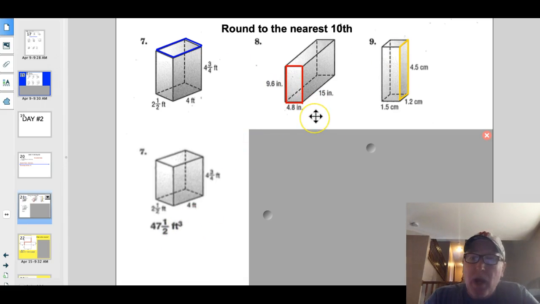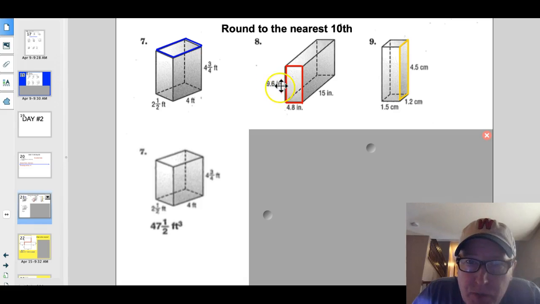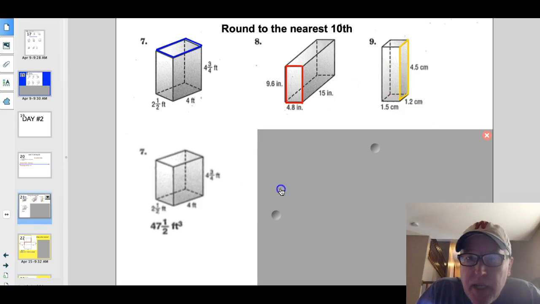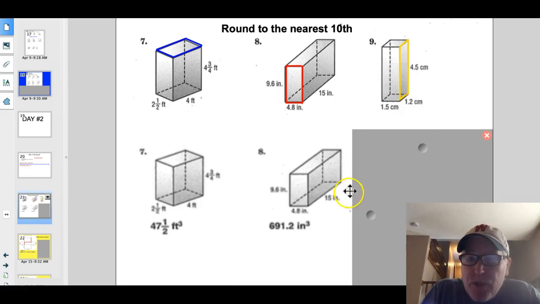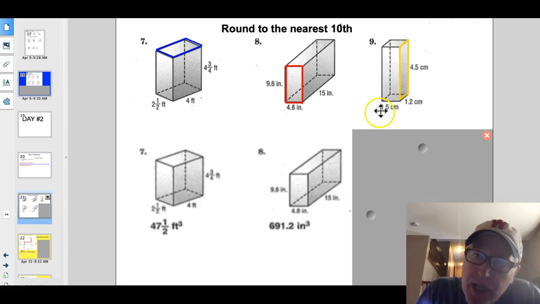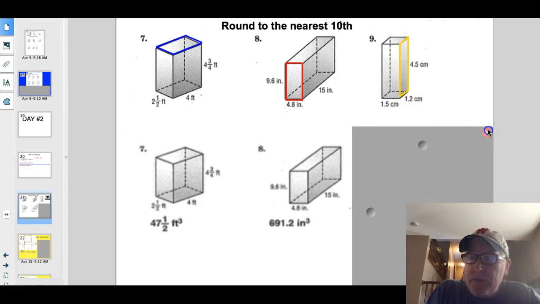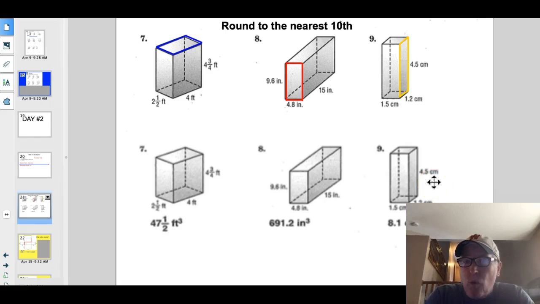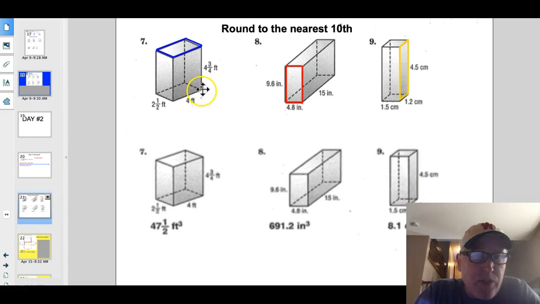Why don't you try these 2 problems real quick, and I'll show you the answers. All right, well, if you found the big base first, you'd multiply 9 by 6 to get the area that's the red base, then multiply it by the height, and you would have had 691.2 inches cubed, rounding to the nearest tenth. And then on this one here, if you were to find this base here, you would have multiplied 4.5 times 1.2 together first, and then you multiply that times the height of 1.5. That one there, you would have gotten 8.1 centimeters cubed when you're rounding to the nearest tenth.